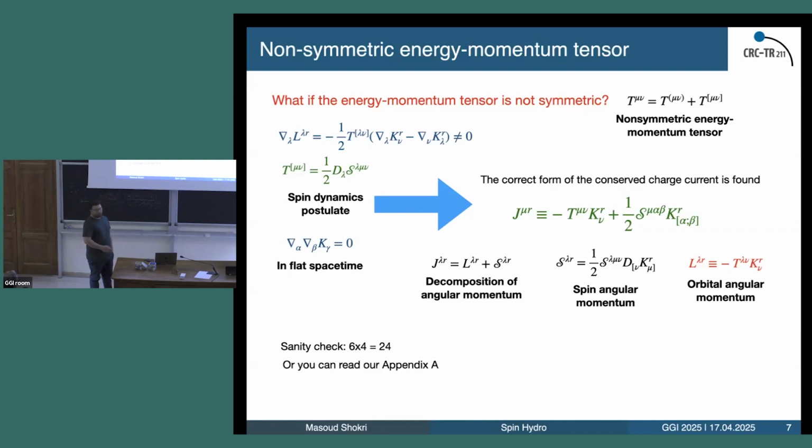Or if you're still worried about these definitions, you can check our Appendix A in the paper with Ana Maria, where we made an explicit calculation showing that these two definitions actually coincide in the case of Cartesian coordinates.